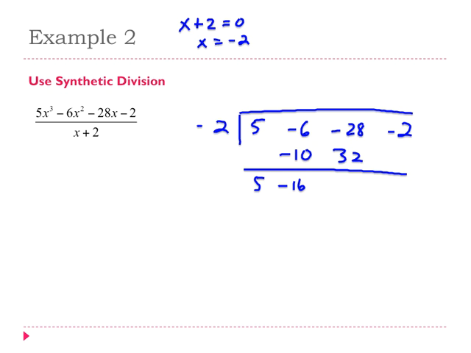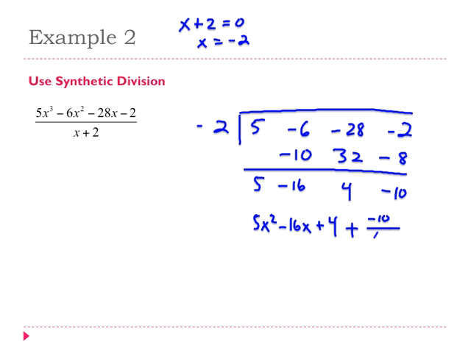Does this look familiar? It should. 32 minus 28 is 4, and finally we end up with negative 2 times 4, which is negative 8, and then here's the remainder from the last problem. So you see, we end up with the exact same answer. This 5 here actually represents 5x squared, this negative 16 represents negative 16x, and this 4 actually represents 4, the constant. Of course, negative 10 is the remainder, so we do the same thing.